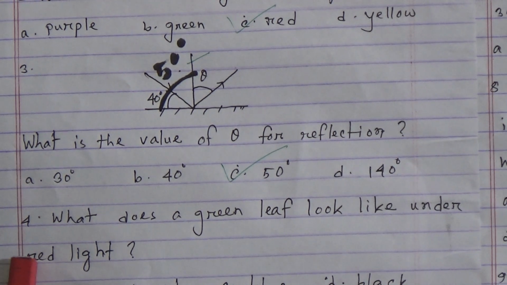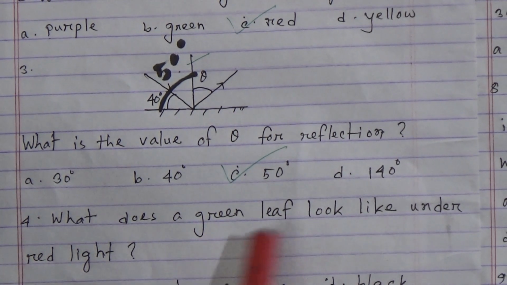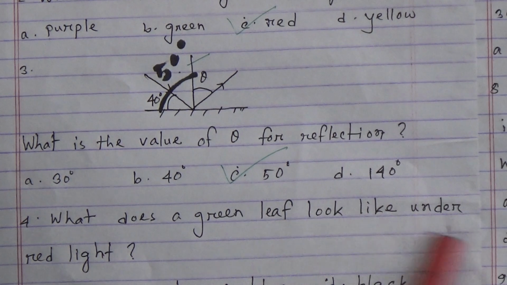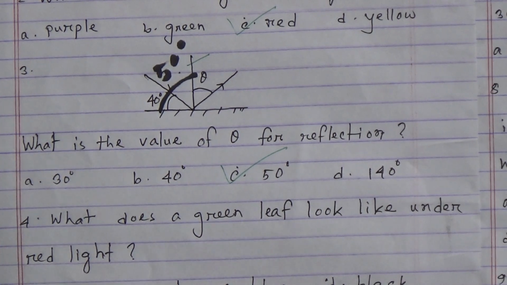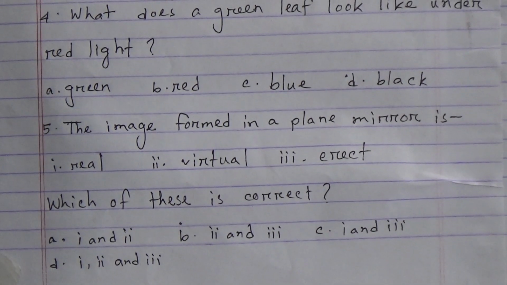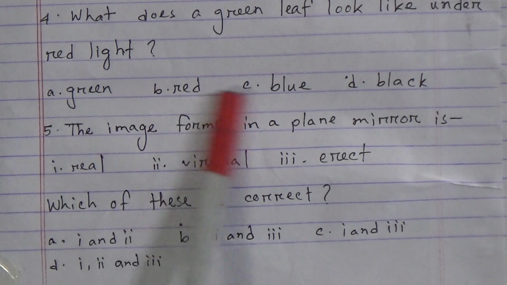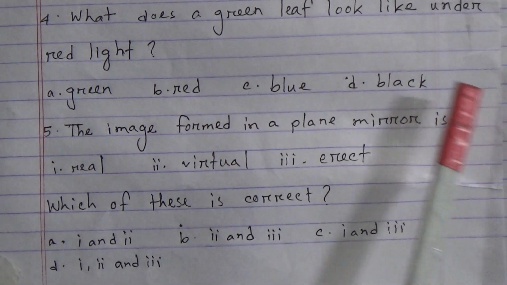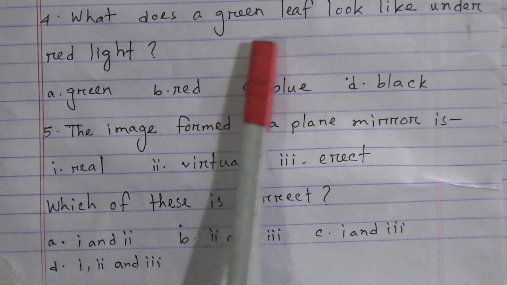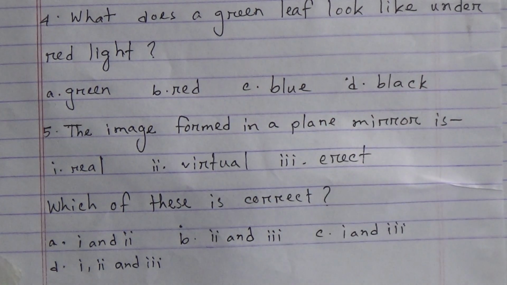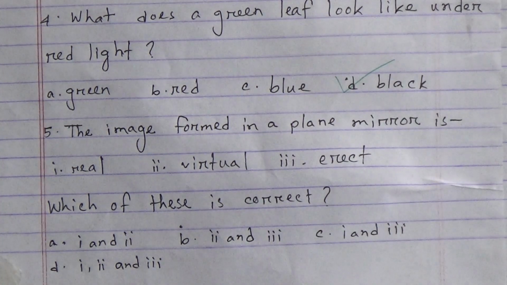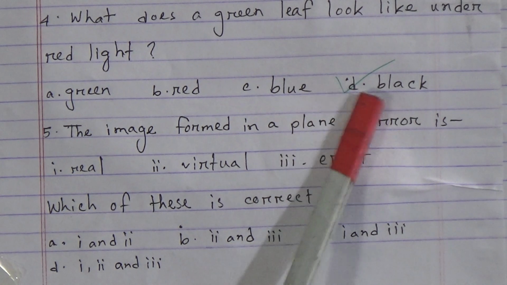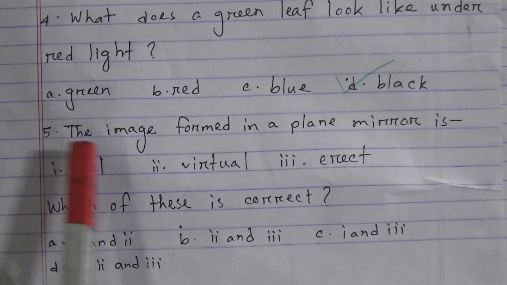Now, question number 4, MCQ 4. What does a green leaf look like under red light? Option A green, option B red, option C blue, and option D black. My dear students, we know from the chapter we have learned that a green leaf looks black under red light. So option D is the correct answer. It will be black color.